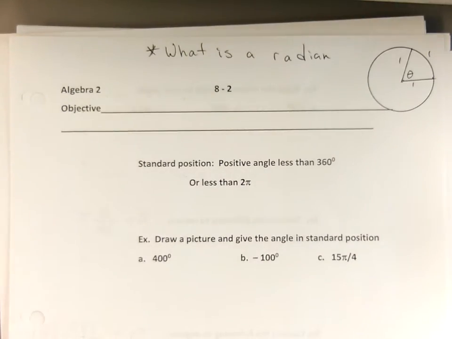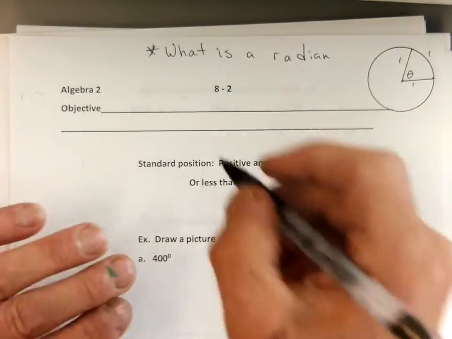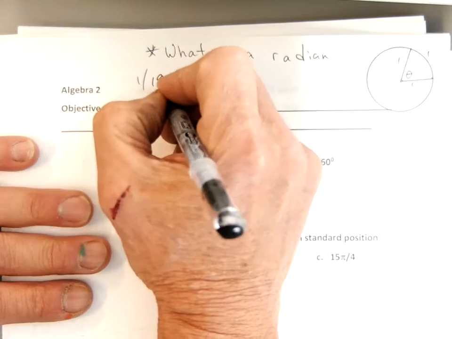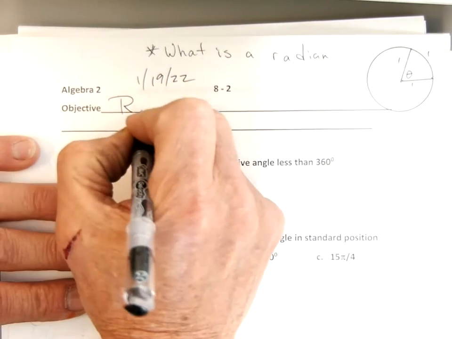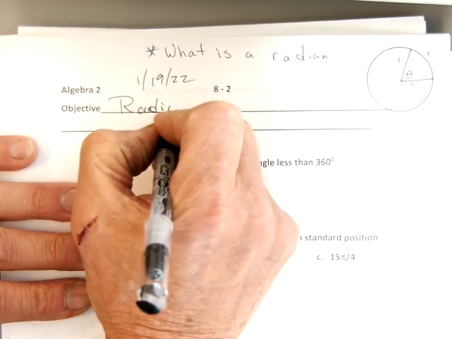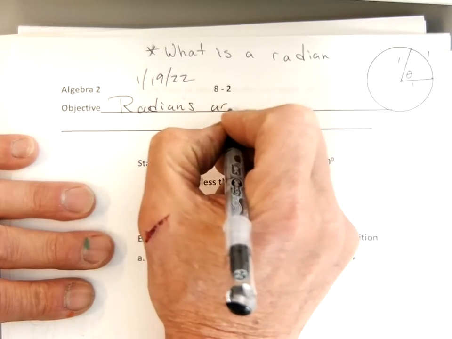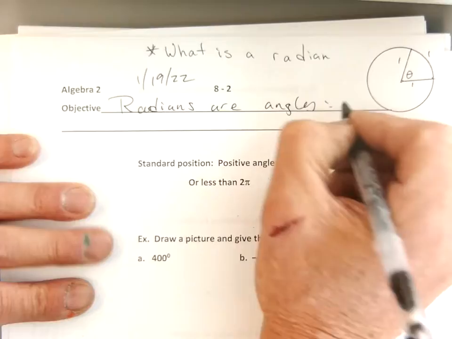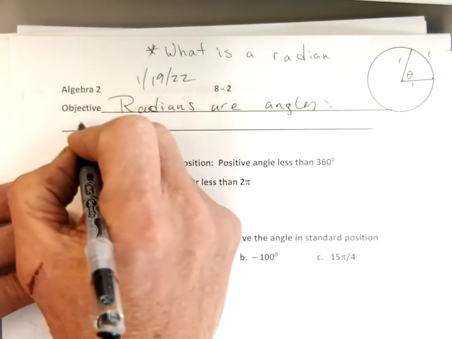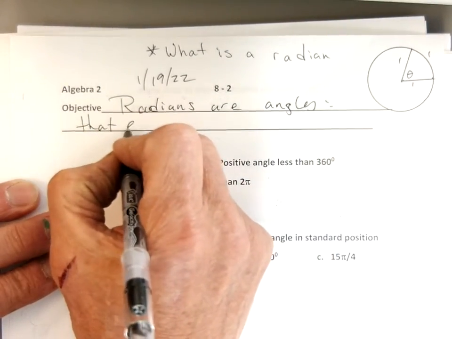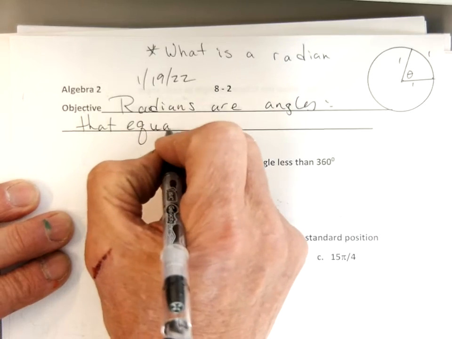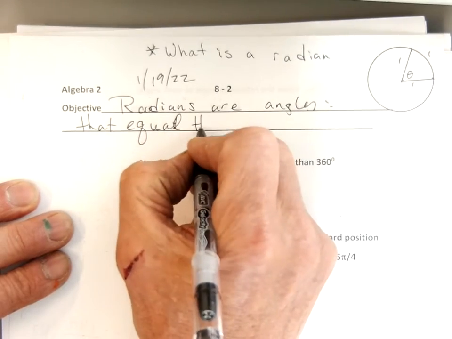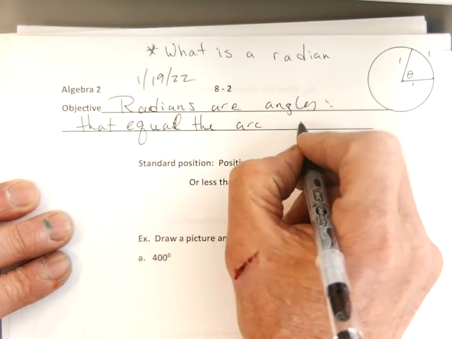Right, today, the most important thing today: radians. Radians are angles. Radians are angles that equal the arc length.